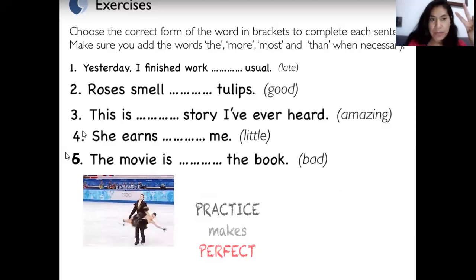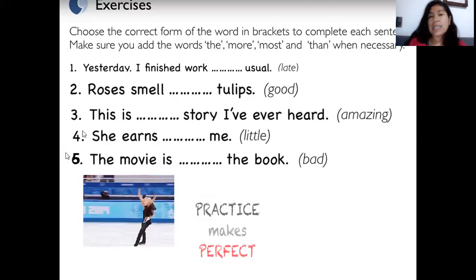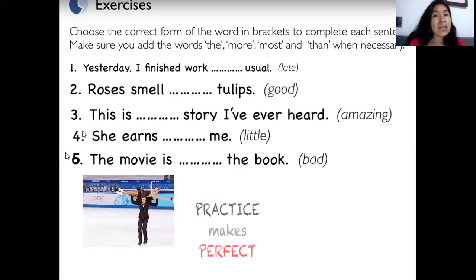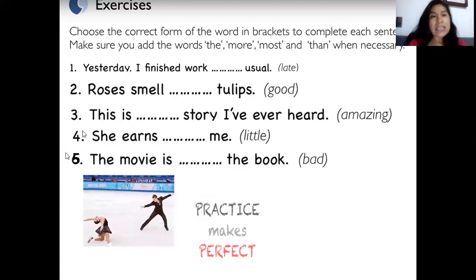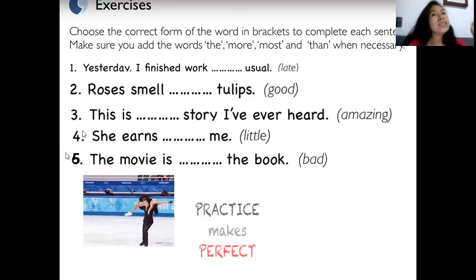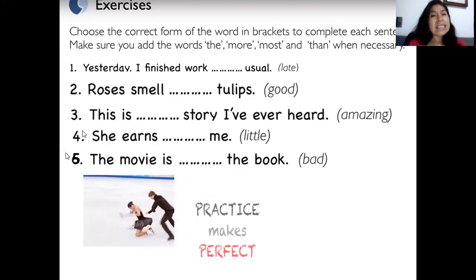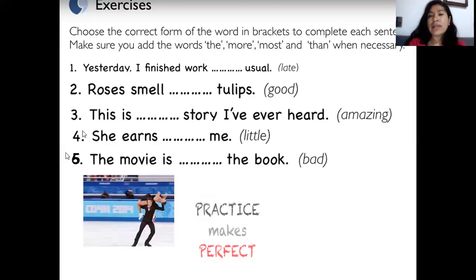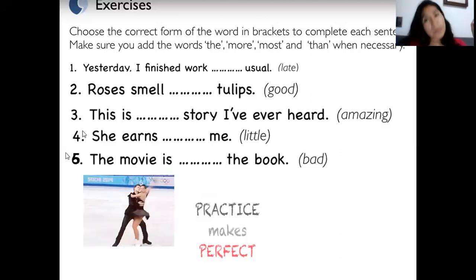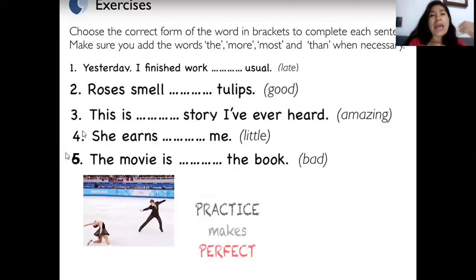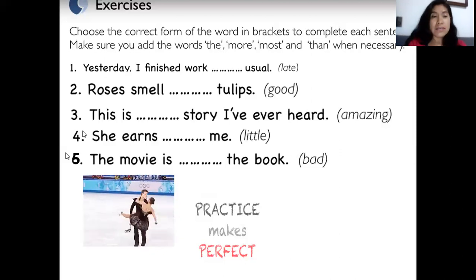What about number 2? Roses smell tulips, and the adjective is good. It's a comparison. So we say it's correct. Roses smell better than tulips. Number 3. This is story I have ever heard, and the adjective is amazing. Yes, it's a superlative. So we say this is the most amazing story I have ever heard.